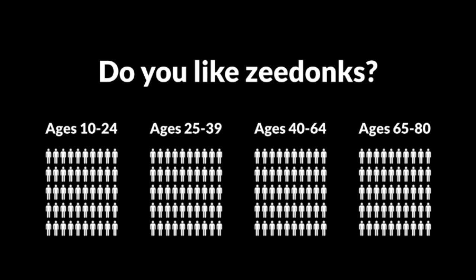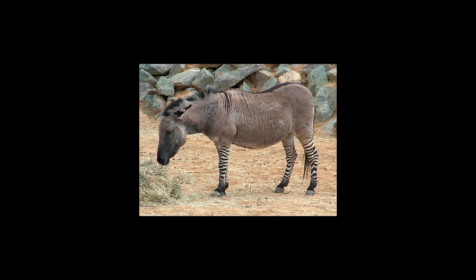Now, if you didn't know what a z-donk is, it's just a cross between a zebra and a donkey, and it's pretty much the official animal of A3Academy by this point. So, you've pretty much gotta love z-donks.